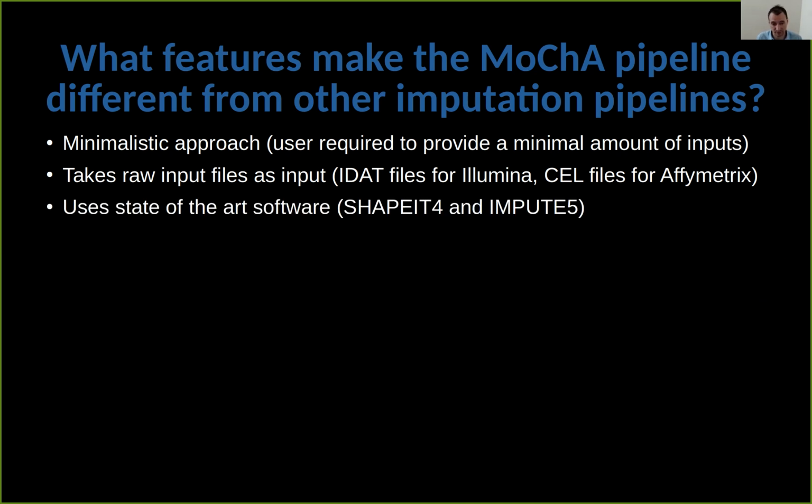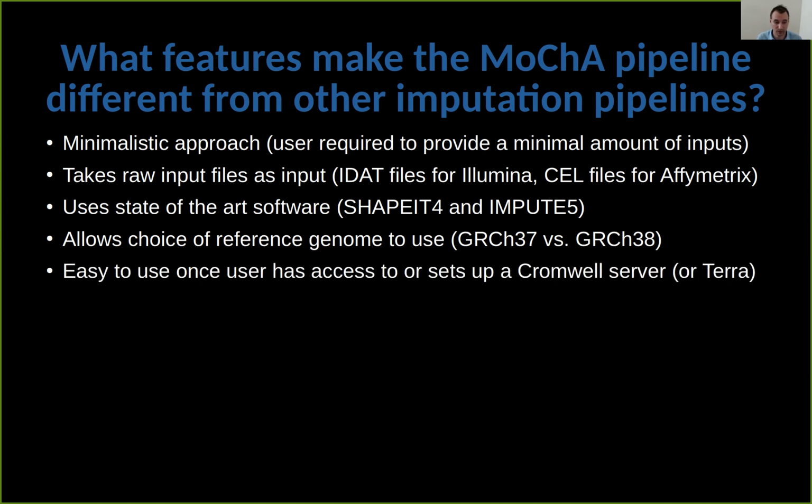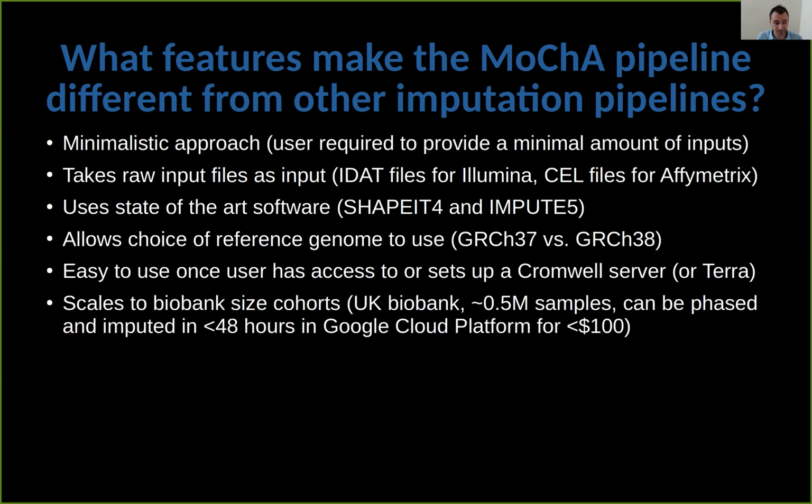It uses very state-of-the-art software for phasing and imputation, namely SHAPEIT5 and IMPUTE5. It allows you to use the reference genome of your choice, so you can just request GRCh38 as the reference that you want to use. And once you have set up a Cromwell server, or you can actually even run the pipeline in Terra if you want, it's very easy to use.